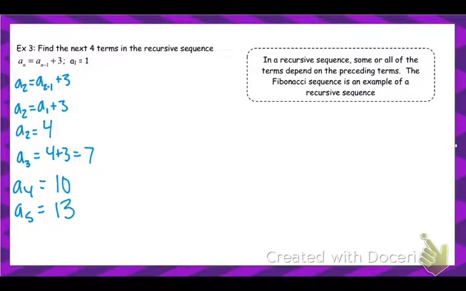So again, the problem with this is if I wanted to find the 100th term here, then I would have to find the 99th term, which means I'd have to find the 98th and 97th and so on. So these aren't good if you need to find a term that's really far down the road.